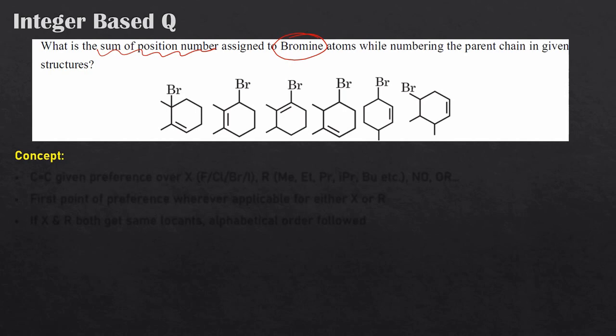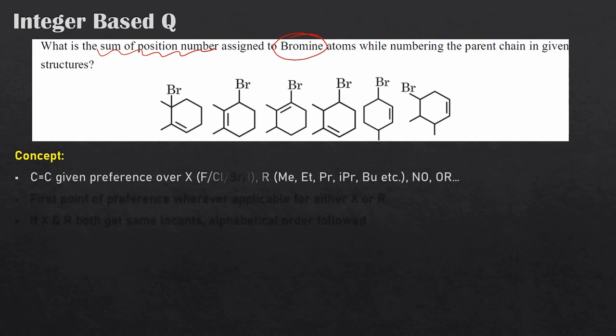First we need to revisit the IUPAC nomenclature rules. Among the rules we have learned that the carbon-carbon double bond is given preference over any of the halogens, chlorine, bromine, iodine or fluorine, and as well as all the alkyl groups, methyl, ethyl, propyl, isobutyl, etc. Other than that, nitroso group as well as ether group are all going to be present as substituents. So the double bond should be given preference while naming.